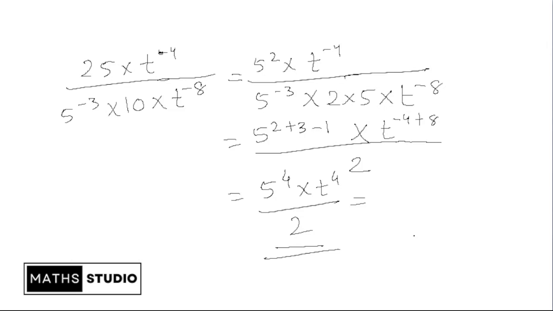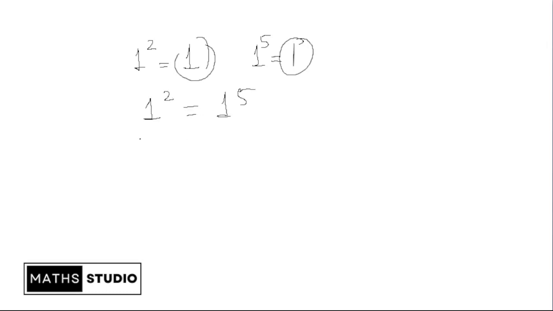Now, one important thing I want to ask you all right now. We know 1 to the power 2 is what? 1. We know 1 to the power 5 is also 1. Now we know 1 is equal to 1. So we can say 1 to the power 2 is equal to 1 to the power 5. Will that mean, since the bases are the same, the powers can be equated and it becomes 2 is equal to 5? Will this rule hold or not?